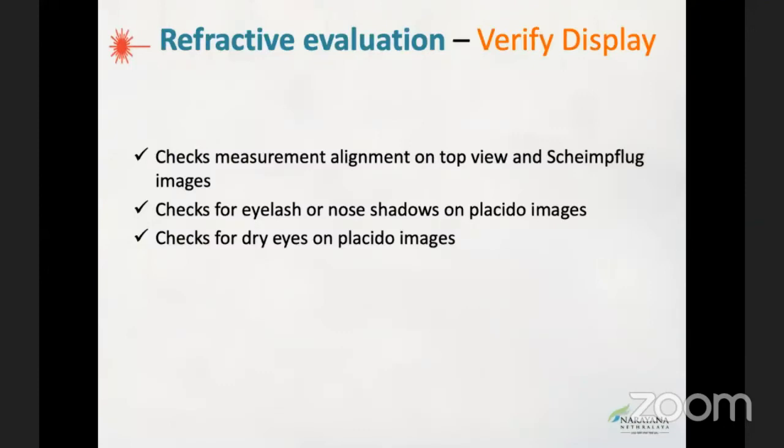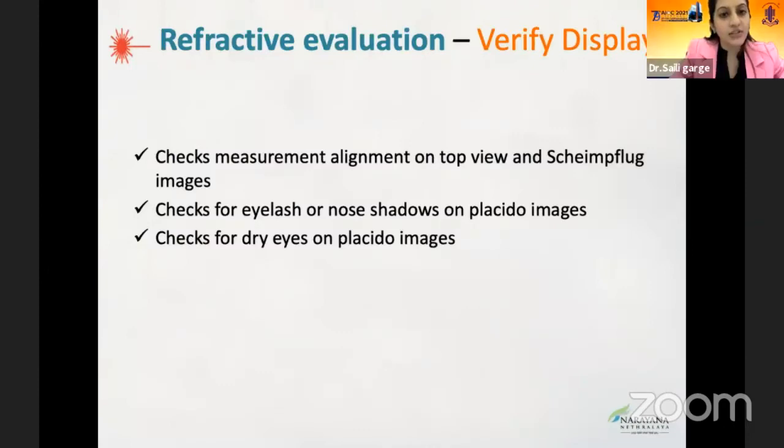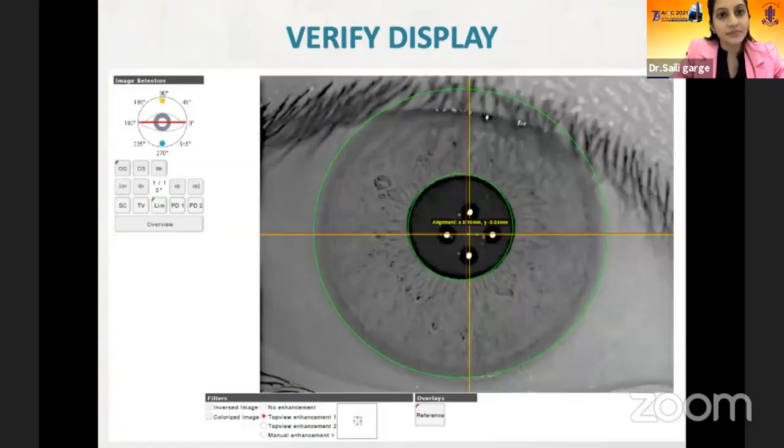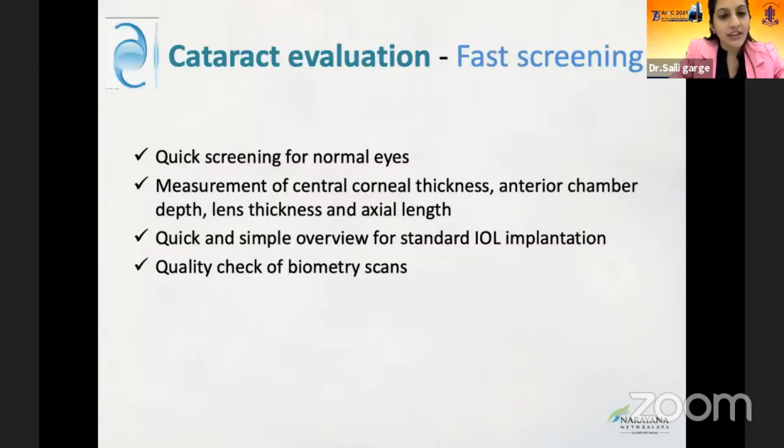It checks measurement alignment on top view and Scheimpflug images, checks for eyelashes or nose shadows on Placido images, and for dry eyes. Fast screening in cataract for normal eyes, measurement of central corneal thickness, anterior chamber depth, lens thickness and axial length, quick and simple overview of standard IOL implantation, and quality check of biometry scans.